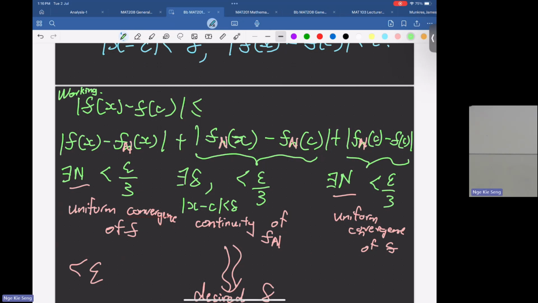Note that the delta here is fixed where you pick x. It doesn't affect the first term and last term, right? Because the uniform convergence happens everywhere. Now the delta restricts your x, but that's fine, because my uniform convergence still happens everywhere. Okay or not? Any questions?